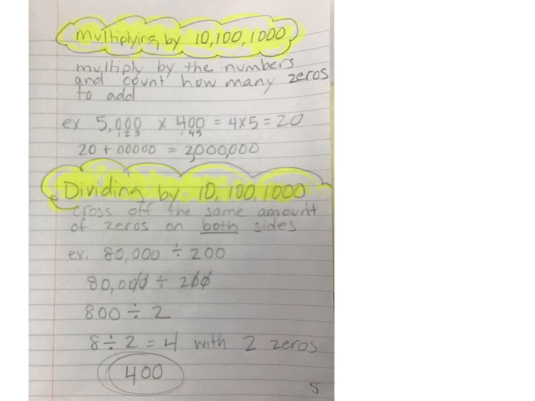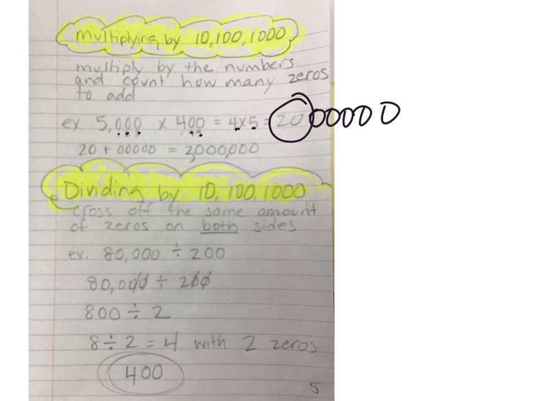Let's go on to multiplying by tens, hundreds, thousands. Multiplying by the numbers and count how many zeros to add. So if I have 5,000 times 400, just multiply 4 times 5. It's 20. And then add the zeros. 1, 2, 3, 4, 5. 1, 2, 3, 4, 5. There you go. Now that's a pretty easy one. It's not going to be that easy always, but there's a start.